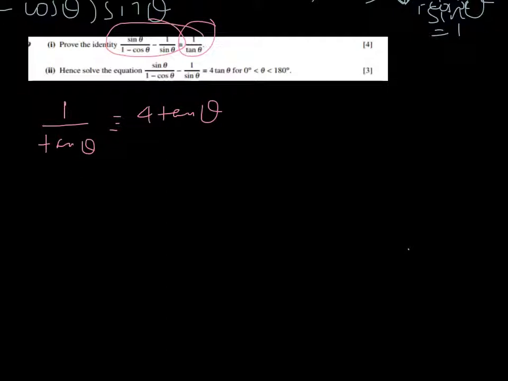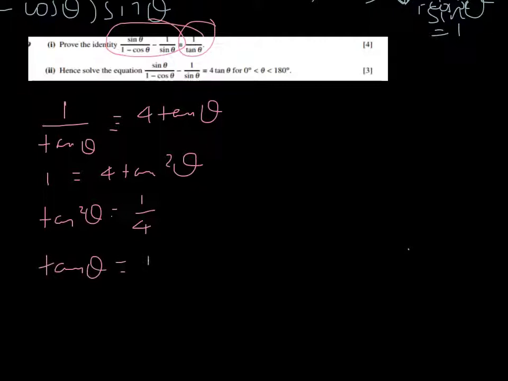So let's make that: 1 equals 4 tan squared theta, which means that tan squared theta equals 1/4, which means that tan theta equals plus or minus. Don't forget the plus or minus part here, because we are square rooting. If it was 25, the square root of 25 would be plus or minus 5. Here the square root of 1/4 is plus or minus a half. Okay, so we're trying to solve tan theta equals plus or minus a half.